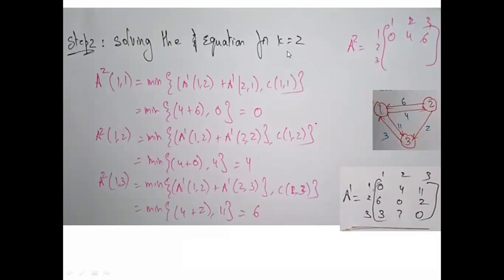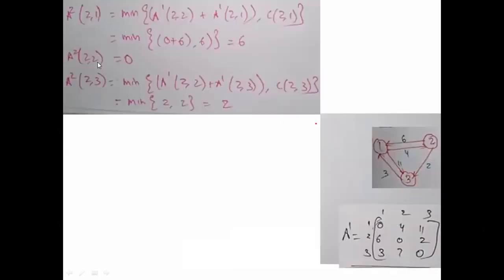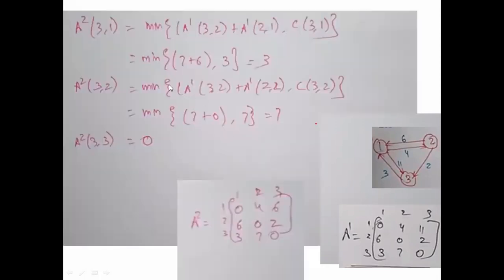Okay, now 1 to 1, 1 to 2, 1 to 3 completed. Next 2 to 1, 2 to 2, 2 to 3. 2 to 2 is always 0. The diagonal always should be 0. So here 6 comma 6 minimum is 6. Here 2 comma 2 minimum is 2. So update that. 6, 0, 2. Okay, and next 3 comma 1, 3 comma 2, 3 comma 3.